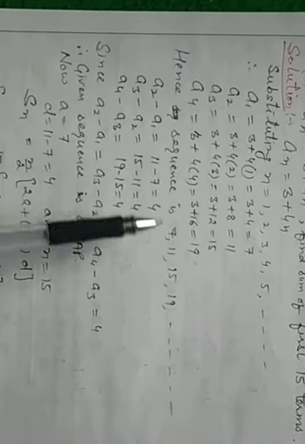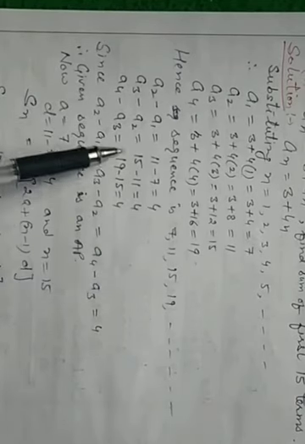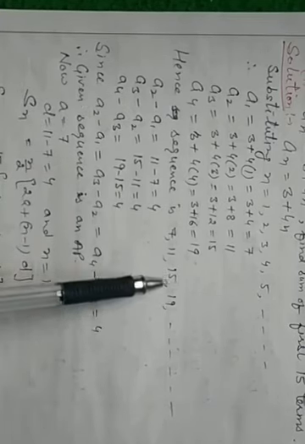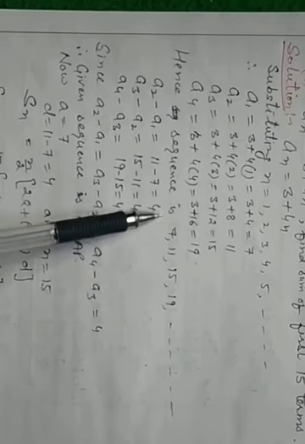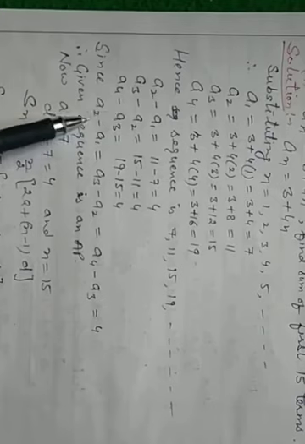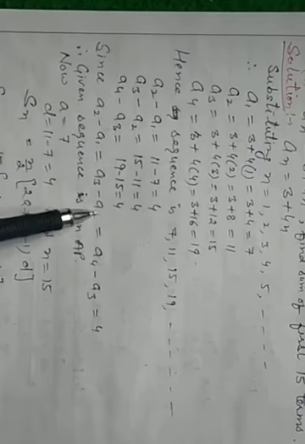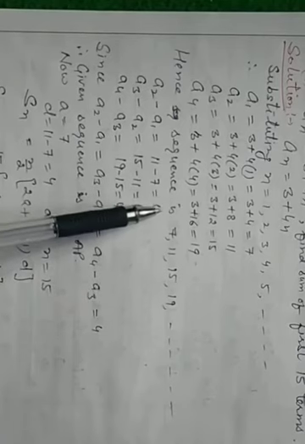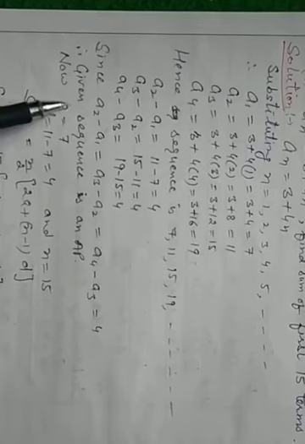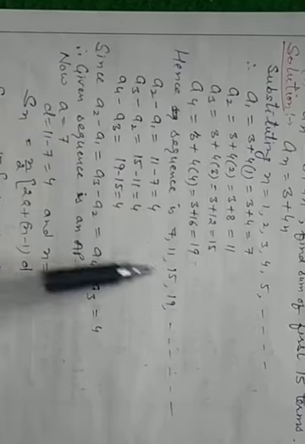Then third minus second: 15 minus 11. Fourth term minus third term: 19 minus 15. In this case, we know the difference is the same. Since A2 minus A1 is equal to A3 minus A2 is equal to A4 minus A3 is equal to 4, all the differences are the same. Therefore this given sequence is an AP.